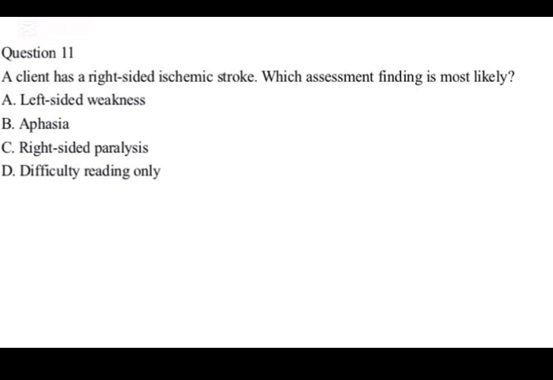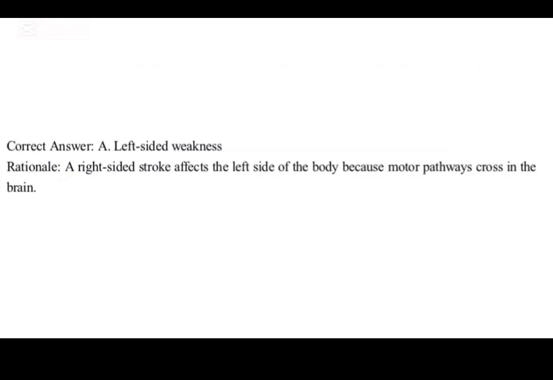Question 11. A client has a right-sided ischemic stroke. Which assessment finding is most likely? A. Left-sided weakness. B. Aphasia. C. Right-sided paralysis. D. Difficulty reading only. Correct answer, A. Left-sided weakness. Rationale: a right-sided stroke affects the left side of the body because motor pathways cross in the brain.